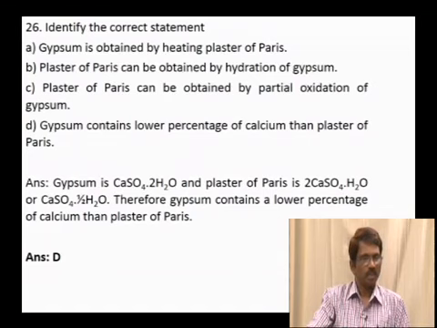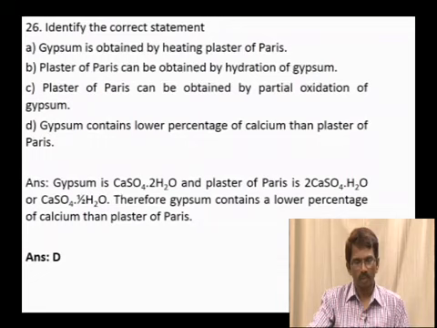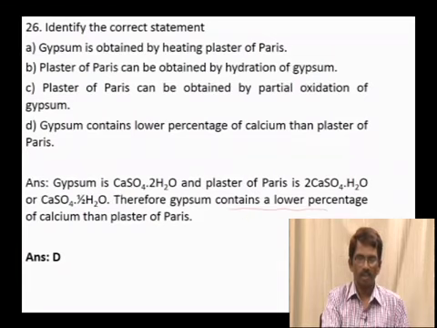Question number 26, identify the correct statement. Gypsum is obtained by heating plaster of Paris. POP can be obtained by the hydration of gypsum. POP can be obtained by partial oxidation of gypsum, and gypsum contains lower percentage of calcium than plaster of Paris. So we have to find out the correct statement here, and you know gypsum is CaSO4.2H2O, calcium sulfate dihydrate, whereas plaster of Paris is 2CaSO4.H2O or CaSO4.1/2H2O, which is called calcium sulfate hemihydrate. Obviously, from the formula or molar mass calculations, it can be shown that gypsum contains a lower percentage of calcium than plaster of Paris, and the correct statement among all those is option D.